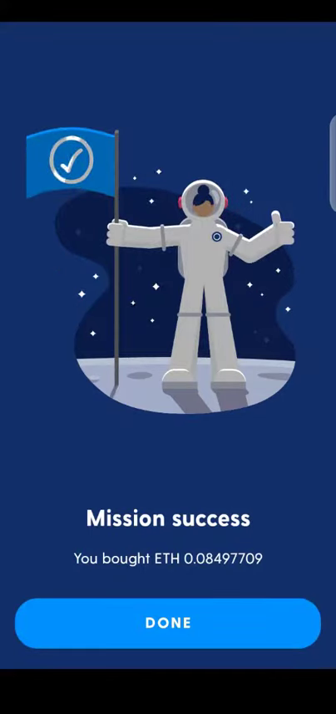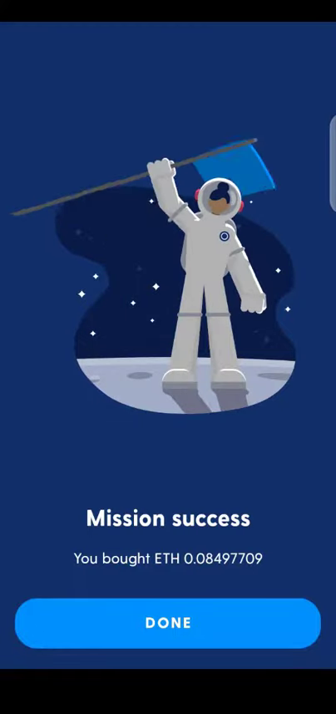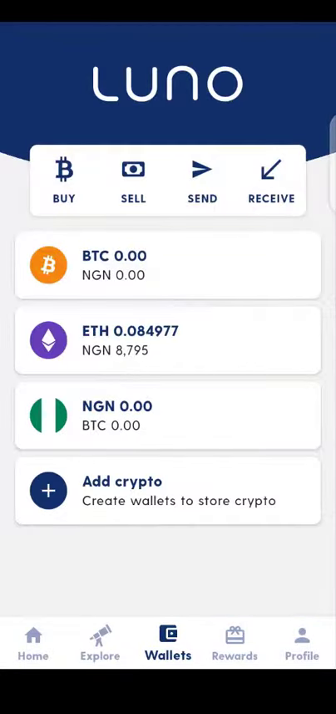Click on confirm. I'm going to enter my Luno key to confirm this transaction. Okay, so I bought Ethereum. The transaction is on. So that is the simplest method to use.